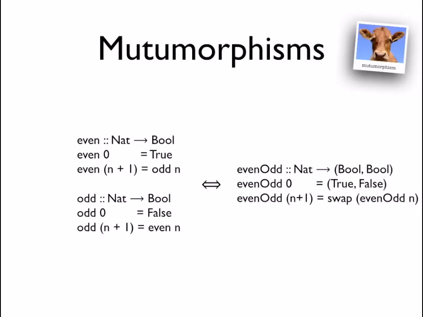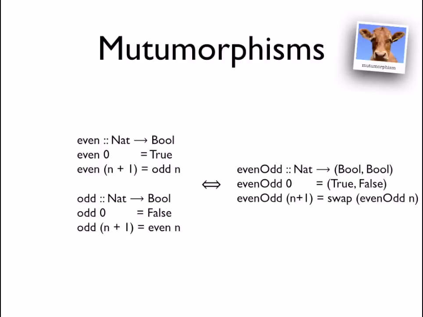Mutuomorphisms capture mutual recursion, which is easy to see in the functions even and odd, where even depends on odd and odd depends on even. We can think of these as two separate functions that return two different results. They're on the left-hand side. But you can also think of them as a single function that returns a pair of results, one for each of the constituent parts. They're on the right.